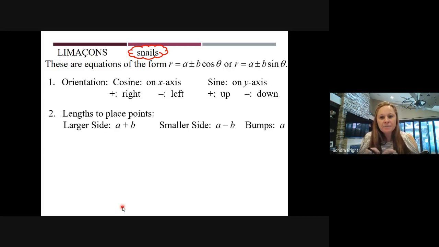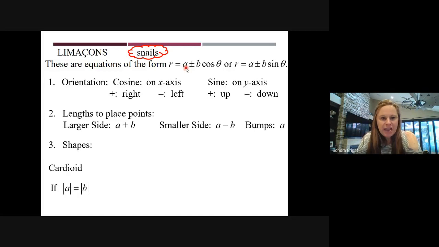And then the bumps, that's what we're calling the other. If it's oriented on the x-axis, where do you put things on the y-axis? That's what we call the bumps. If it's oriented on the y-axis, where do you put points on the x-axis? Those are what we call the bumps. And the bumps are always that first number in front, the a value.